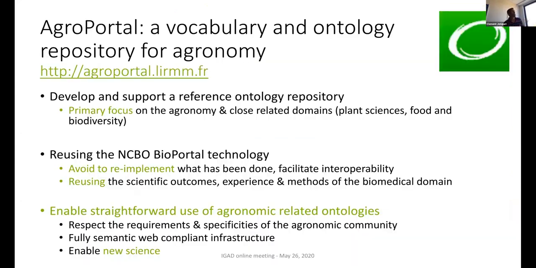So AgroPortal was a proposition for a vocabulary and ontology repository for agronomy, a thematic portal where we would like to develop and support a reference ontology repository, being the place where people can share and access ontologies with a primary focus on agronomy, agriculture, plant sciences, food, a little bit of ecology and biodiversity at the beginning, but we will probably give those resources to another structure now.